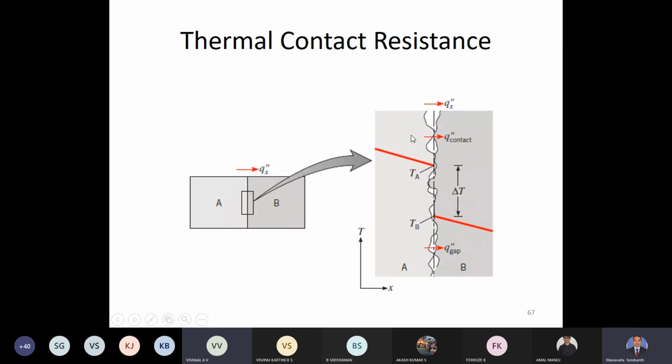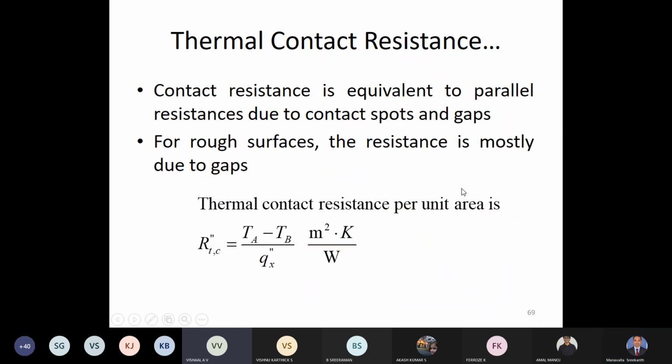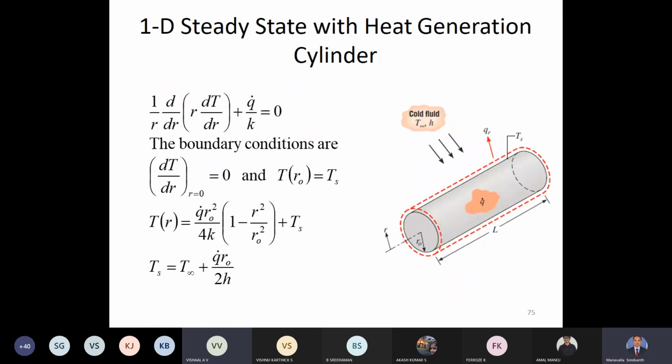So you can see here, this is one resistance, this is another resistance, there are several resistances which are all connected in parallel. So all these need to be considered parallel. And if you are able to combine all these parallel resistances into one single resistance, then that single resistance will be in series with material A and material B. So that is how. For rough surfaces, the resistance is mostly due to gaps, and thermal contact resistance per unit area is given like this, in meter square Kelvin per watt. So this value is given for us in the problem that we are set out to solve.